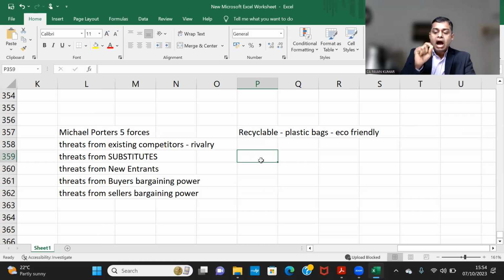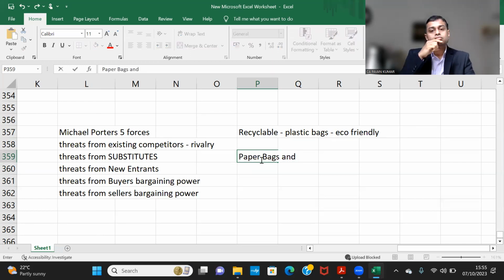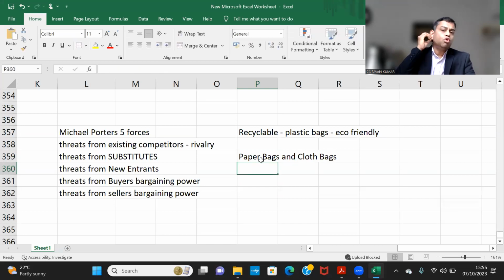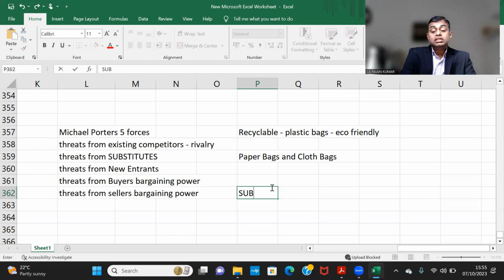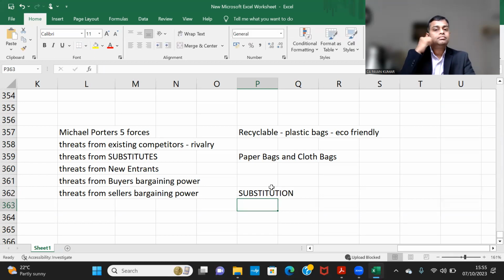Okay, now you are facing a problem from paper bags and cloth bags, old cloth bags. So now tell me, is it competition? Is it threat from new entrants? Is it buyer bargaining power? Is it seller bargaining power? Or is it substitution effect? What is this threat coming from? This threat is called substitution.